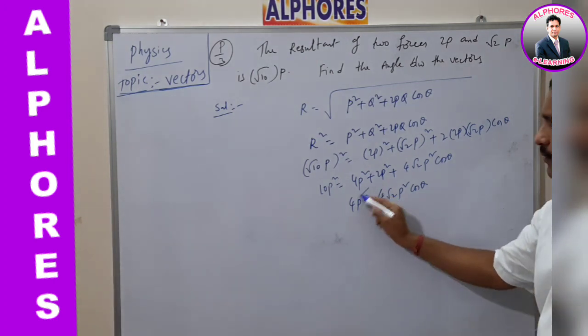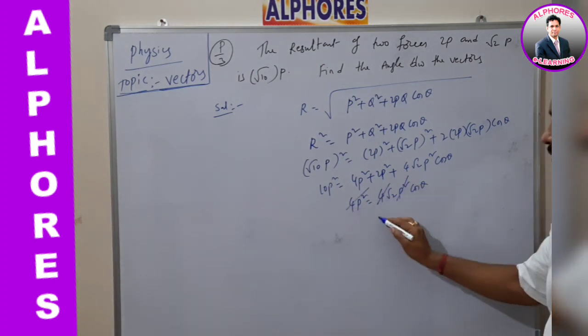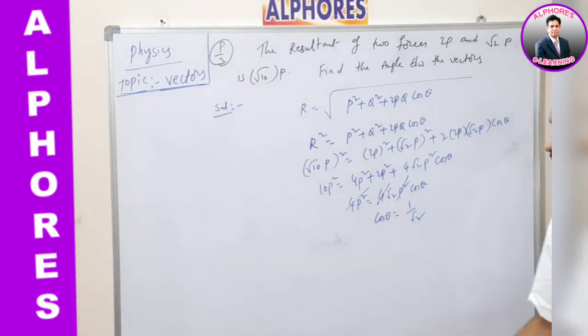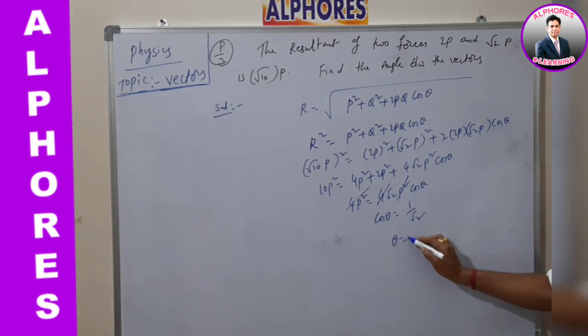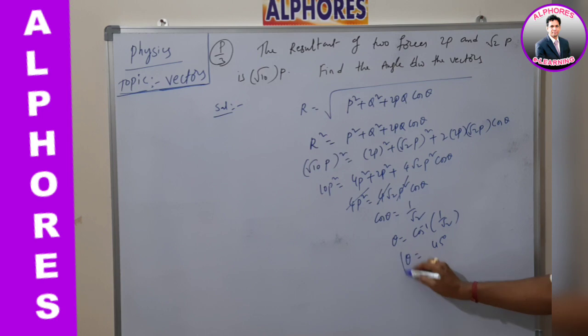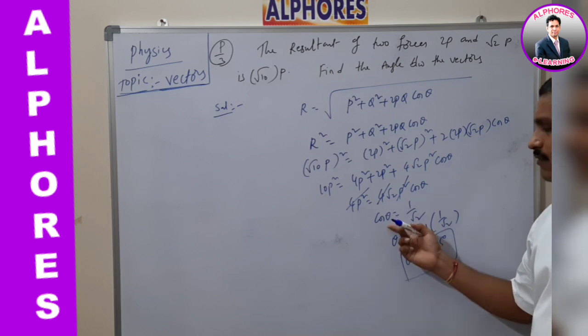Now according to this, 4p square, 4 into p square, both will cancel together. That means what is the cos theta value here? 1 by root 2. If cos theta is equal to 1 by root 2, what about the theta? Theta is equal to cos inverse 1 by root 2. That is equal to how much? 45 degrees.